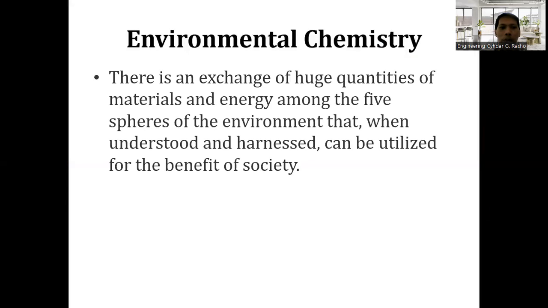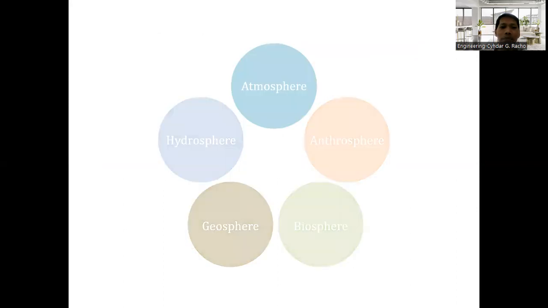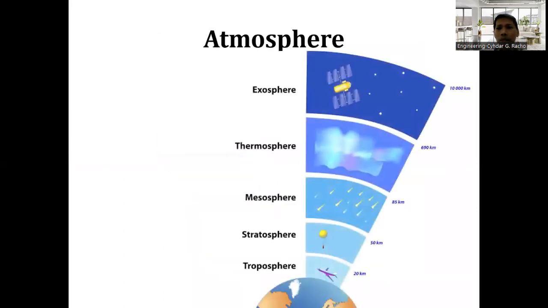Okay, so in environmental chemistry, there is an exchange of huge quantities of materials and energy among the five spheres of the environment that, when understood and harnessed, can be utilized for the benefit of the society. So, let's look closer at the atmosphere.